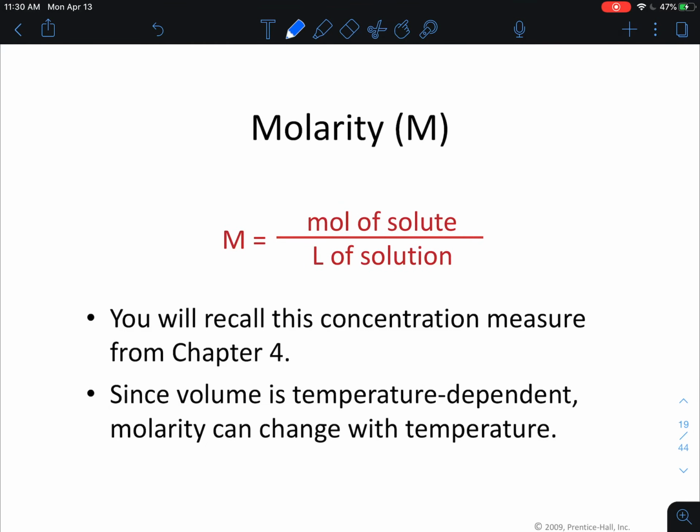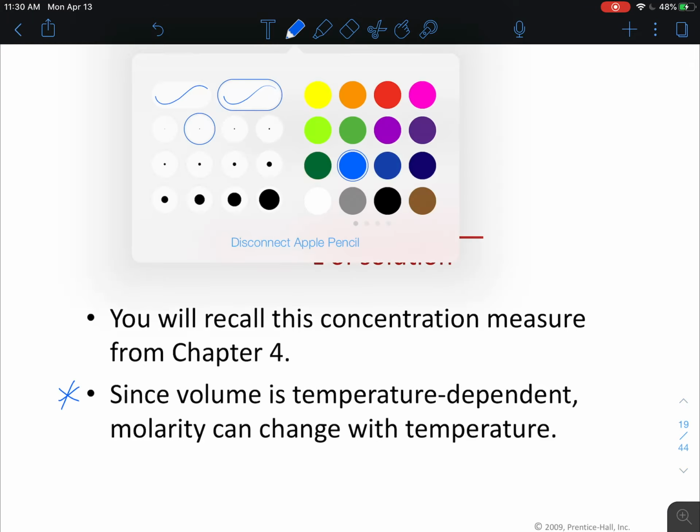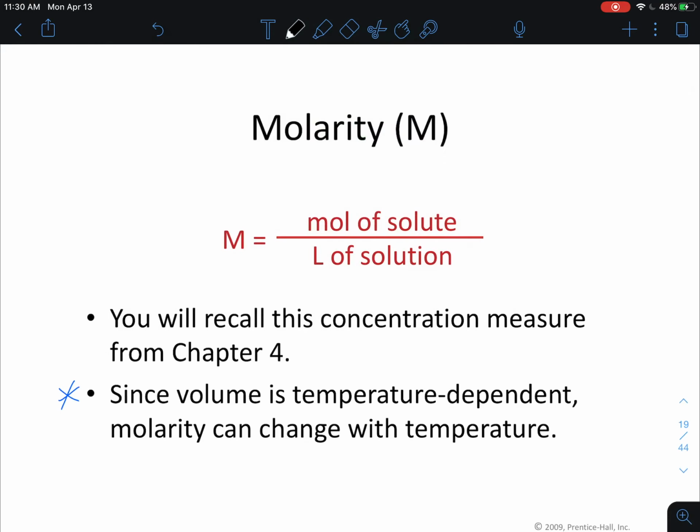Molarity is old news. That's one we've talked plenty about before, and hopefully that's something you feel comfortable doing all sorts of calculations with, and we do that all the time, mostly in the lab. But here's a very important point, and that is that volume is temperature dependent. So the numerator here has volume units, so in theory, molarity is going to vary a little bit with temperature.